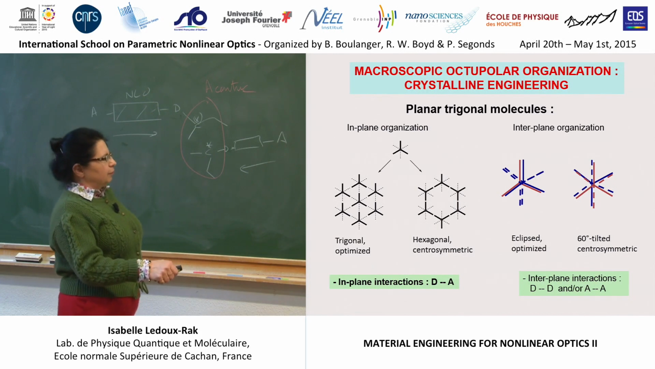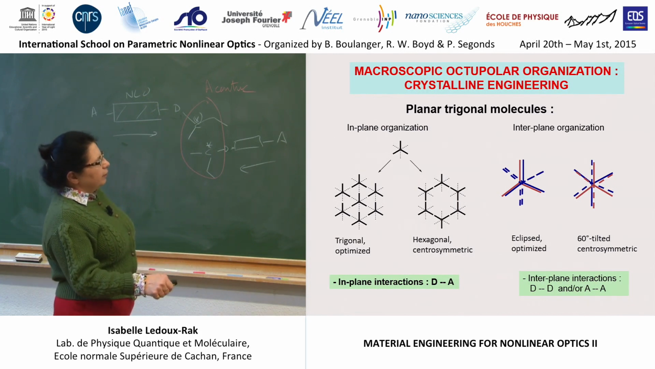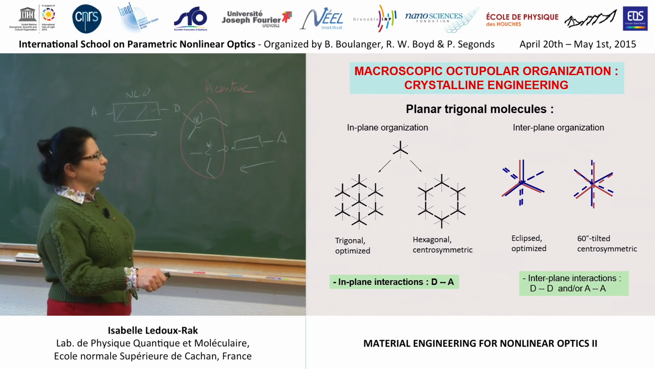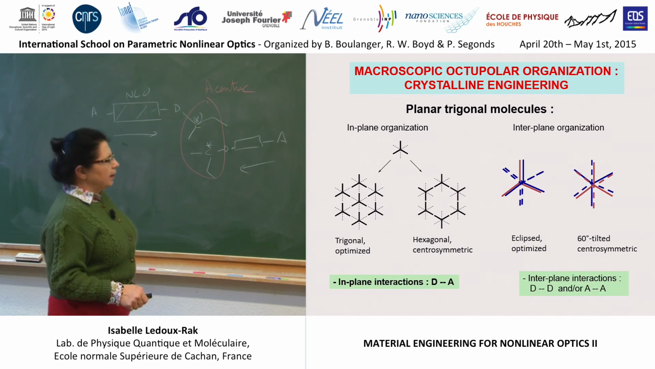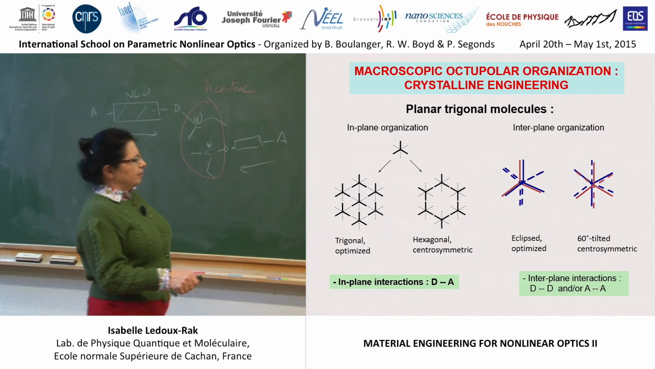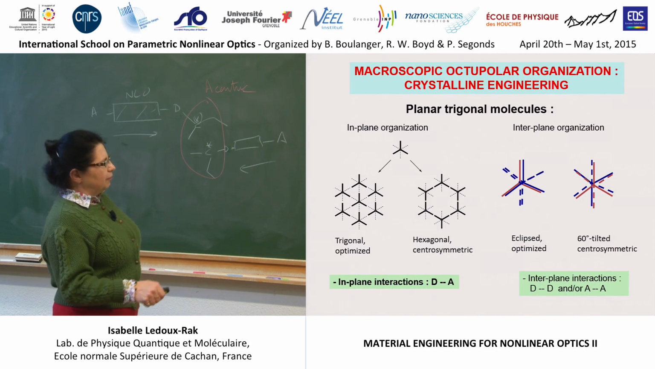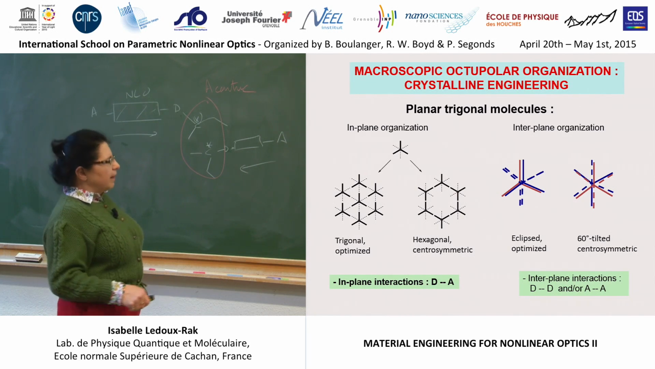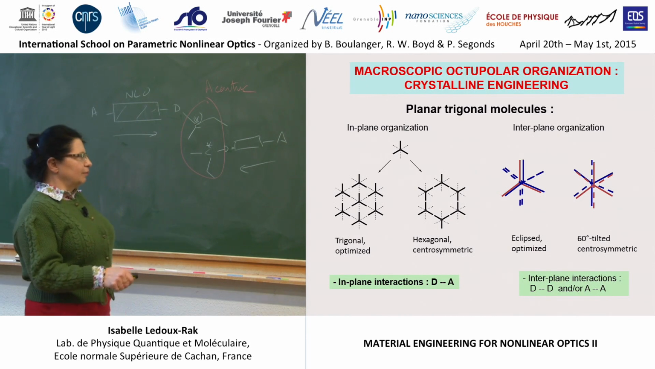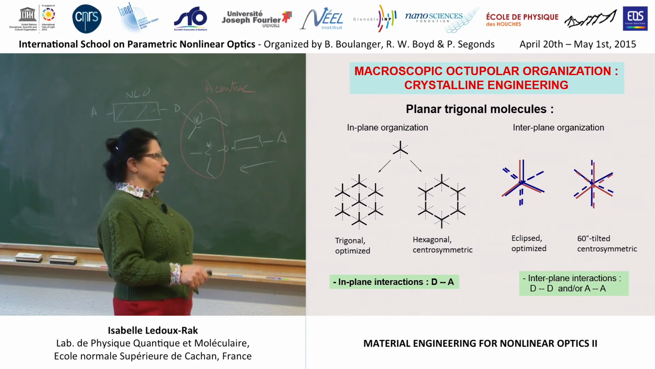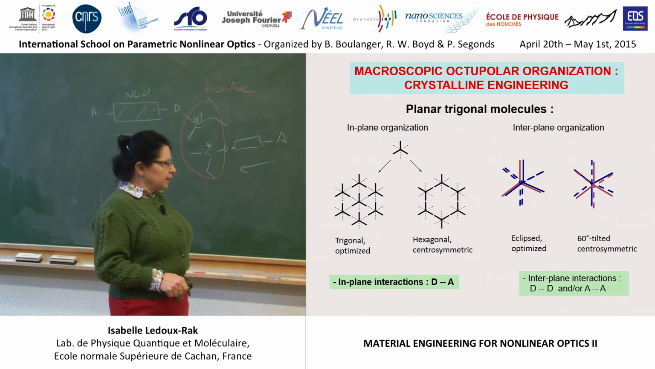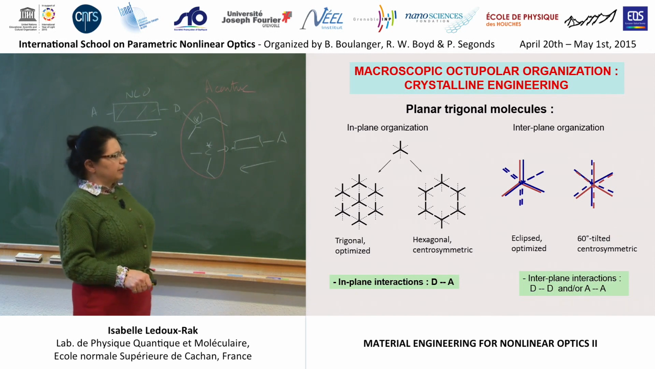The optimized configuration will be an eclipsed system where you have superimposition of groups of the same nature, two donor groups, and acceptors. And if you have a fully eclipsed system with a 60 degrees tilt, then you have superimposition of donor group on the top and acceptor group on the bottom, and so on. And this means that to have the non-centrosymmetry along the third axis, the interplane interaction favors donor-donor and acceptor-acceptor interaction.